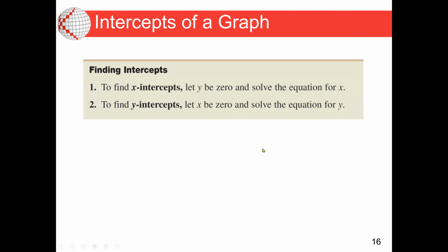So how do we find the intercept? As we said earlier, x-intercept means when y is 0, what is the value of x? And the opposite, y-intercept, means when x is 0, what's the value of y? So that's what we say. To find the x-intercept, let y be 0 and solve the equation for x. And to find the y-intercept, let x be 0 and solve the equation for y.